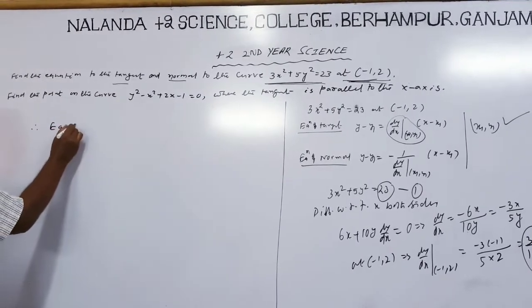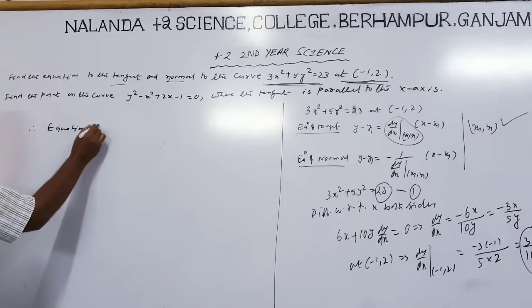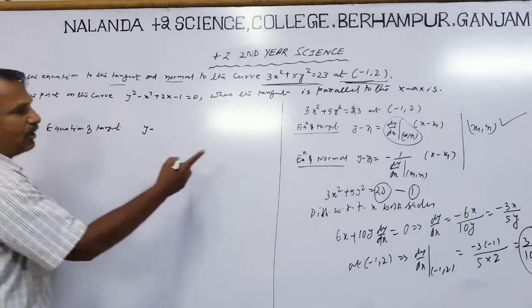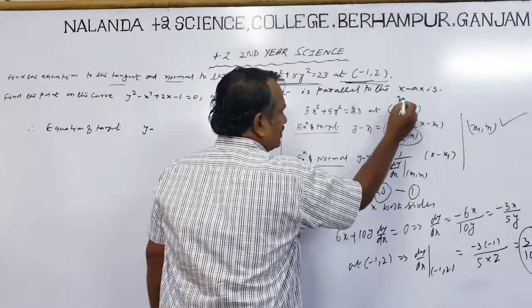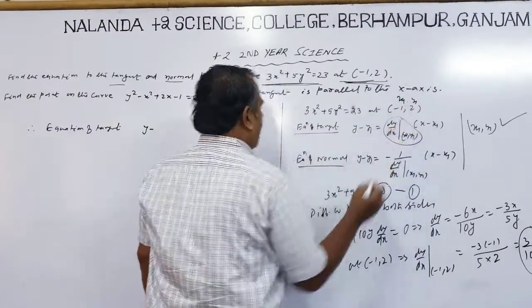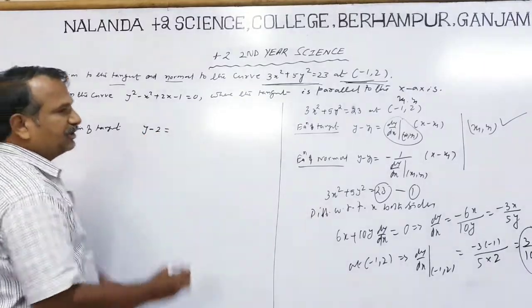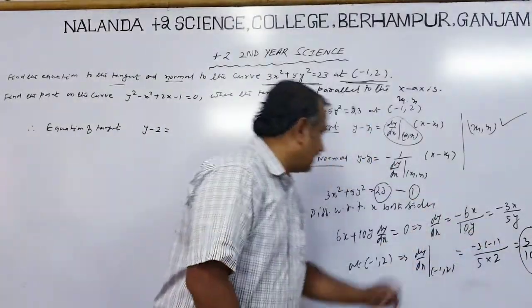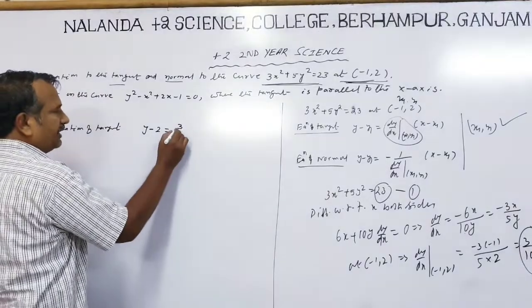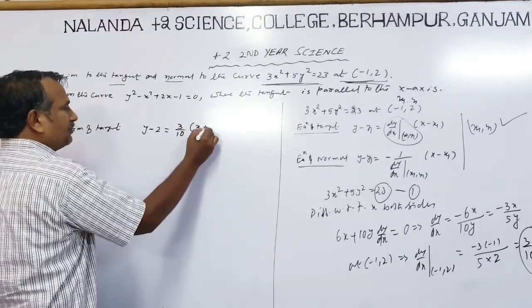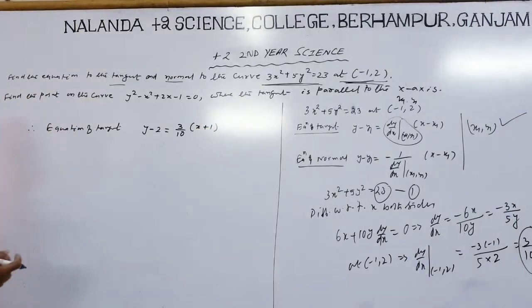Therefore, the equation of tangent: y minus y1. What is the y1? This is x1 and this is y1. So y minus y1, that is 2, equal to dy by dx, 3 by 10, into x minus x1, that is x plus 1. Now after simplification we get the answer.